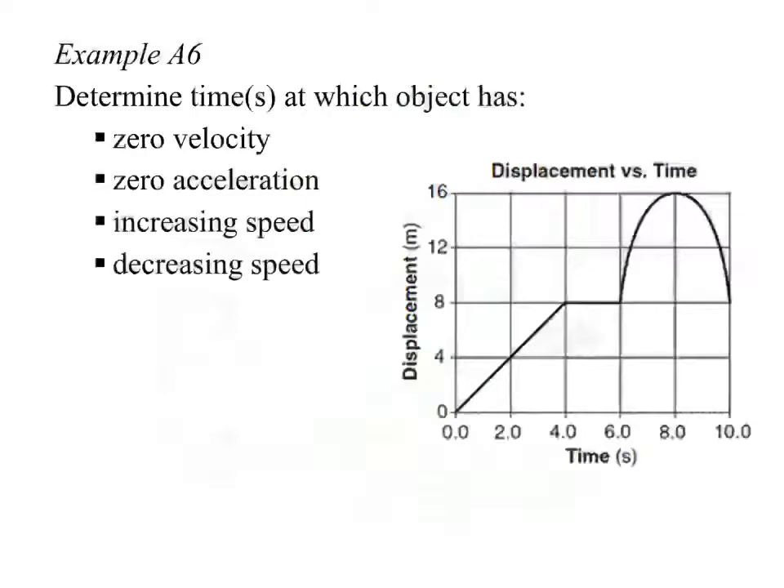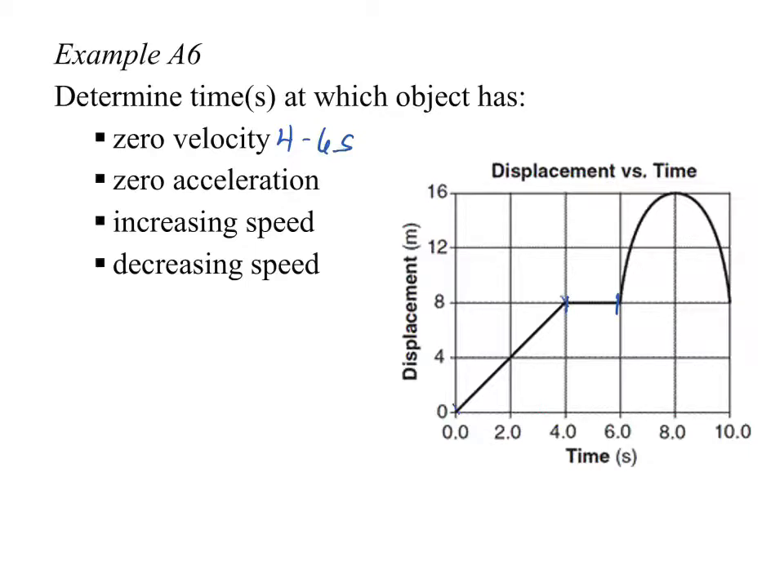answer. I bet you anything you all got right when there's 0 velocity. It's when it's here, 4 to 6, right? We know that when there's a horizontal line, it's not moving on a displacement time graph. When is there 0 acceleration? Remember, 0 acceleration means that there's uniform motion. So that's usually when we have straight lines on displacement time graphs.